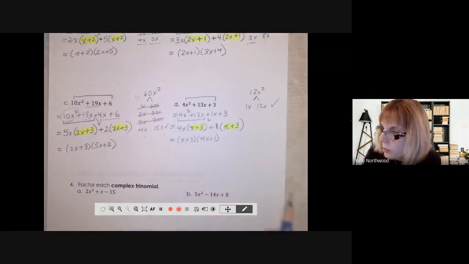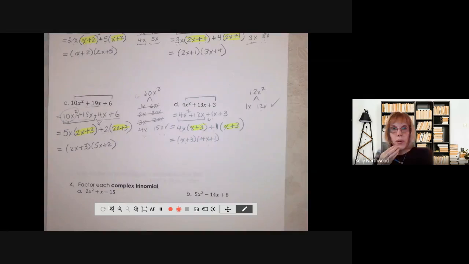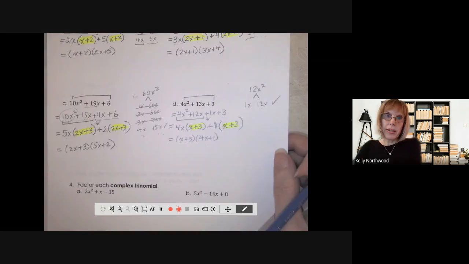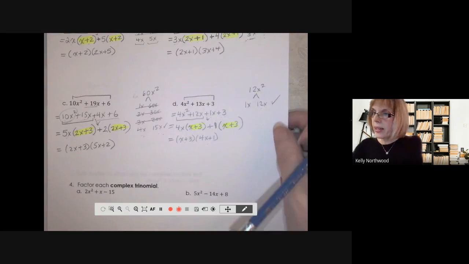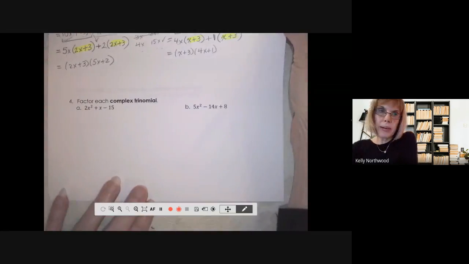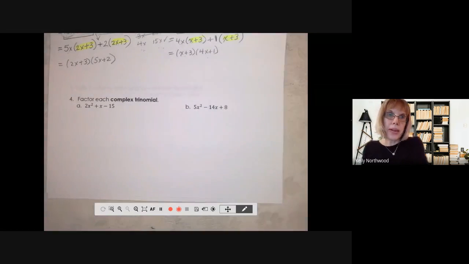So your common binomial is x plus 3, and the leftovers form the other factor. All right, so that's factoring by decomposition. We've done a number of examples. Now it's going to get a little more challenging because of the negative signs, but we're still doing the same thing.